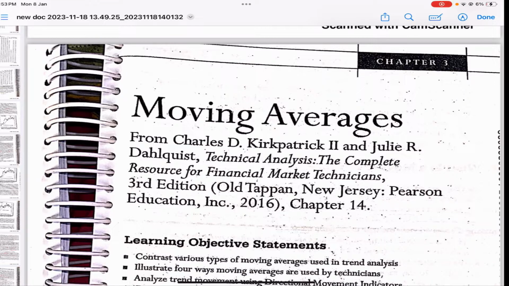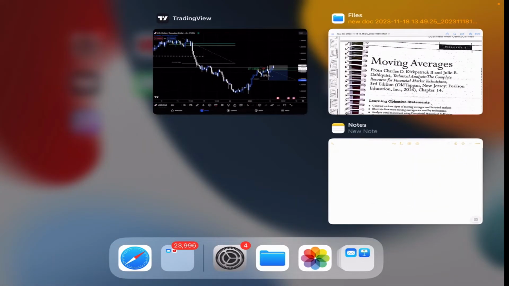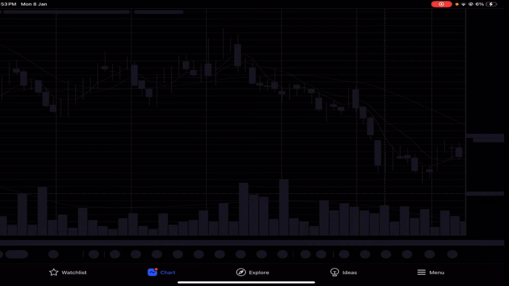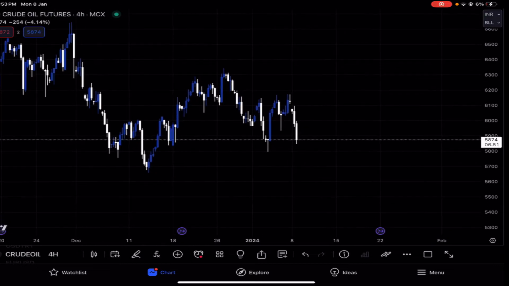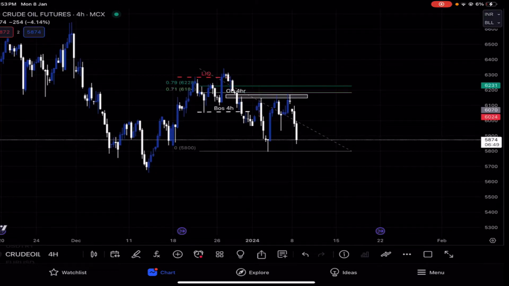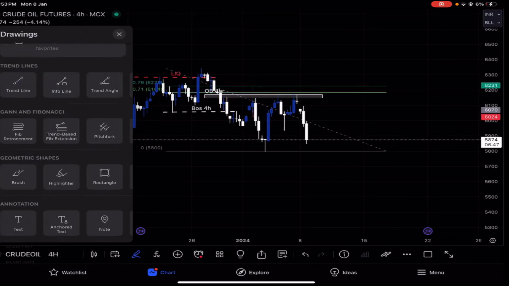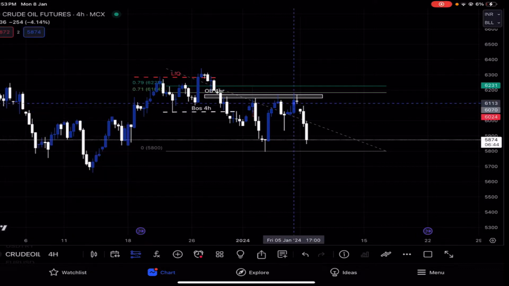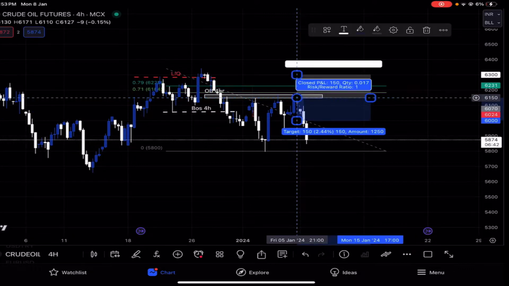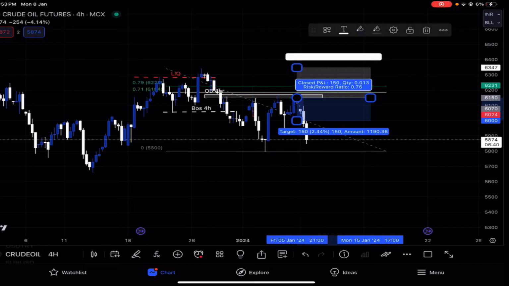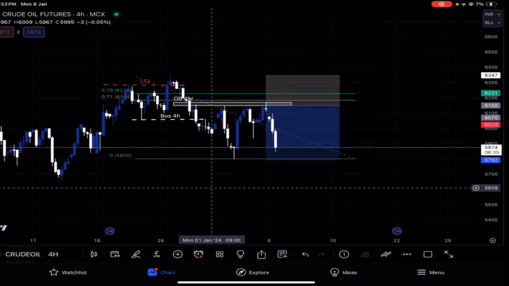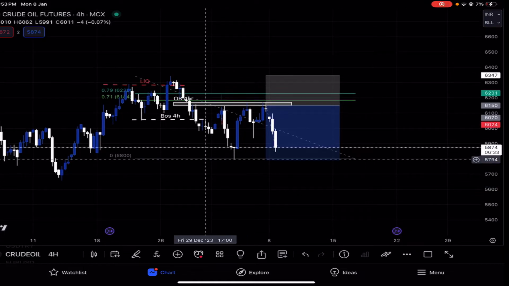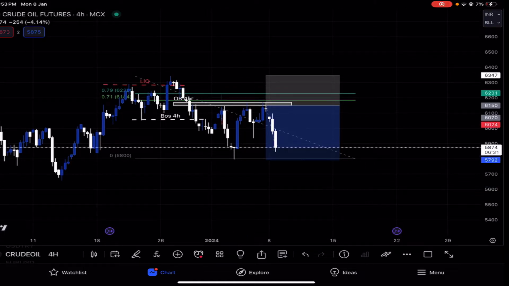Okay, so moving average. What exactly are moving averages and why do people use them? If you go on any chart, let's say right now I'm opening my crude oil chart. I also have a trade going on in crude oil, which is why it makes more sense to use this chart. I won't go into the detail of why I took this trade, but I'm almost near my target, so I'll book it the moment it reaches. My bias is on the downside.